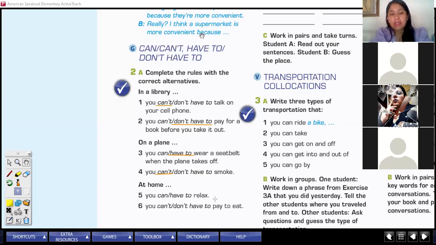Now let's talk about home. At home, you can relax or you have to relax. You can. Number 6, you can't pay to eat or you don't have to pay to eat. Espera que alguien nos conteste. You don't have to pay to eat. Don't have to. Very good. Okay. Any question about this? I don't think so. No question. Okay, thank you.